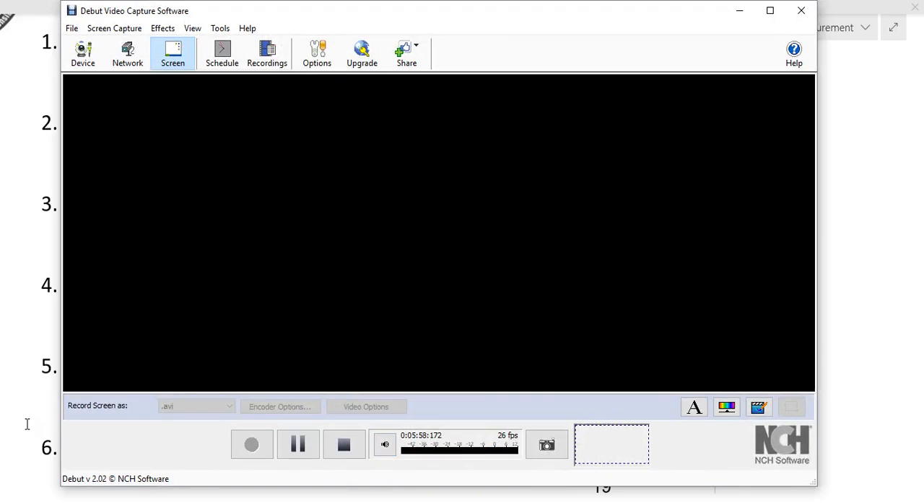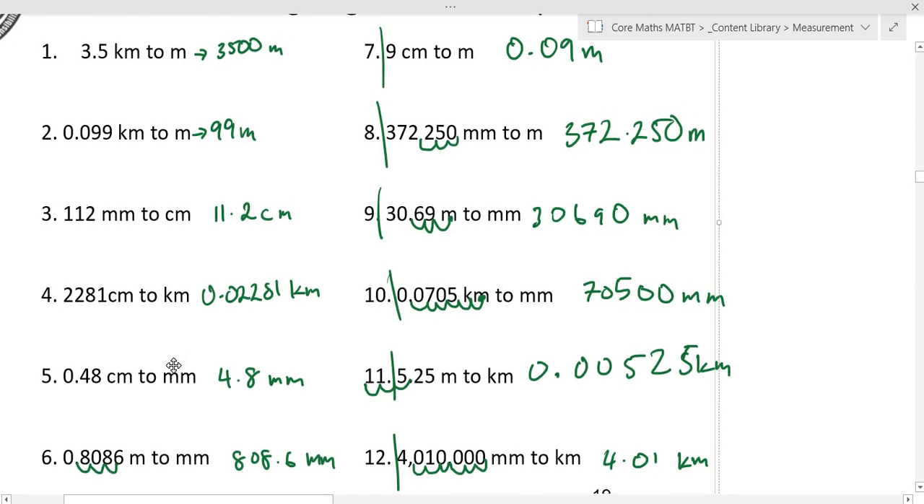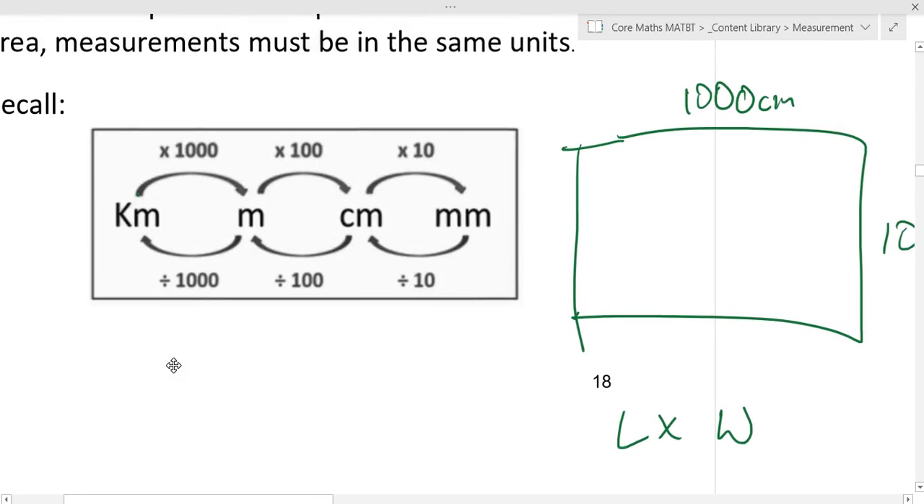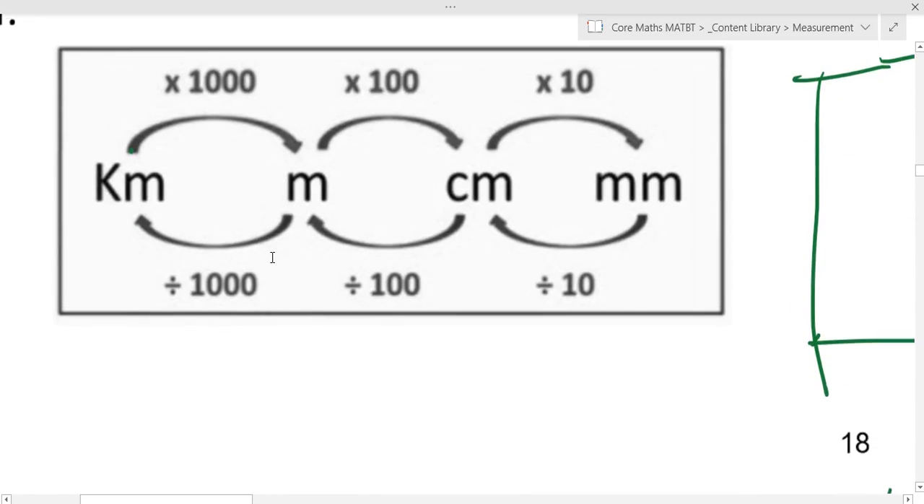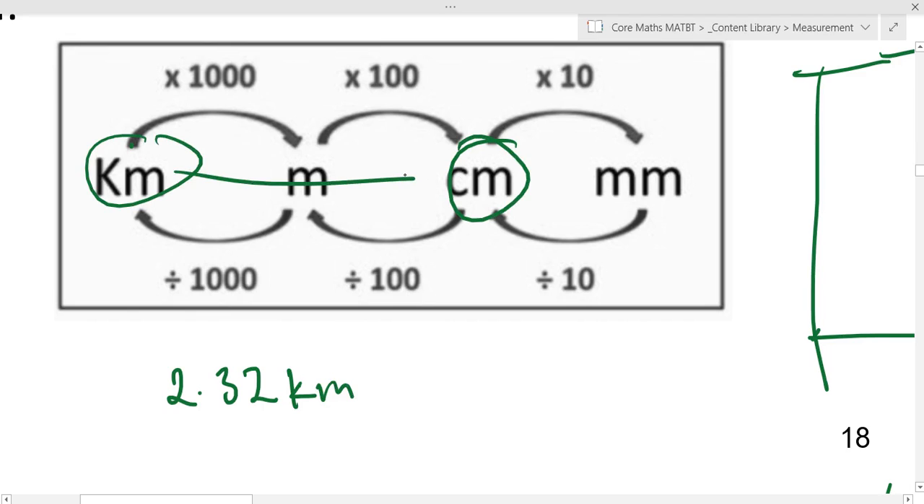So there's the solutions for that. Again, this is all doable without a calculator. With these questions, you're just trying to move that decimal point. Let's say, for example, 2.32 kilometers, and I want to move it to centimeters. So kilometers to centimeters, I'm going to go times 1,000 times 100.